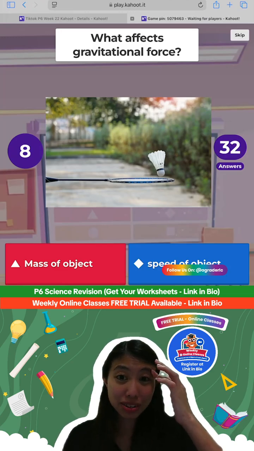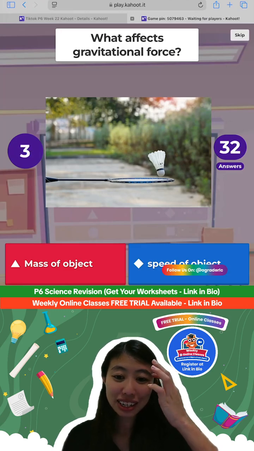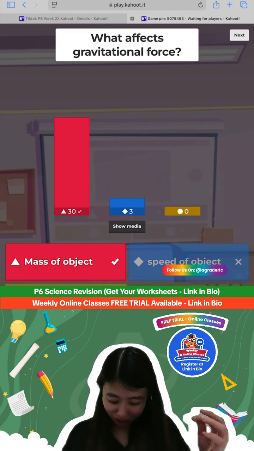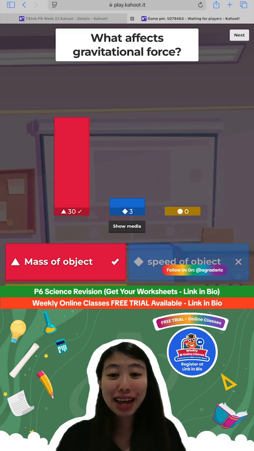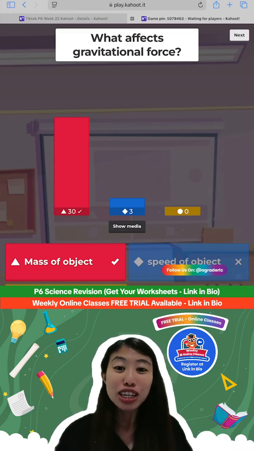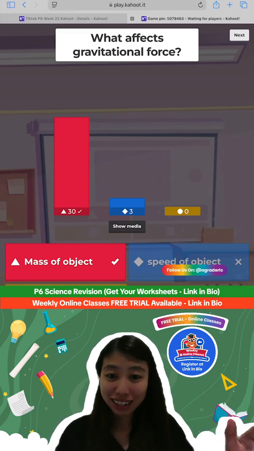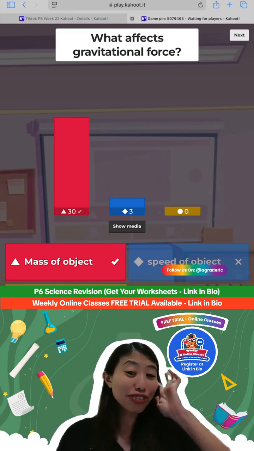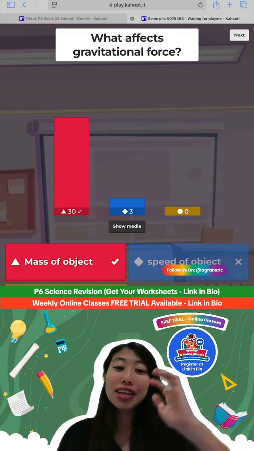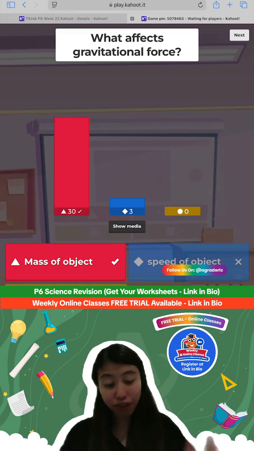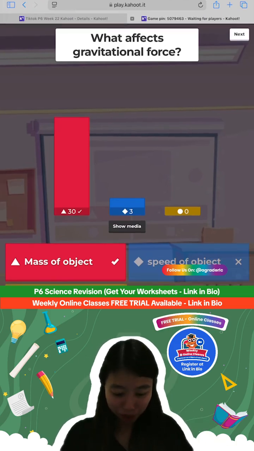Remember gravitational forces. Hey, very good. Remember, only mass affects gravitational force. Speed affects kinetic energy. So must be very, very careful. Mass of the object affects gravitational force. Height doesn't affect gravitational force. Okay, move on.